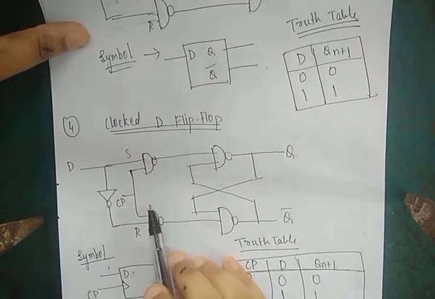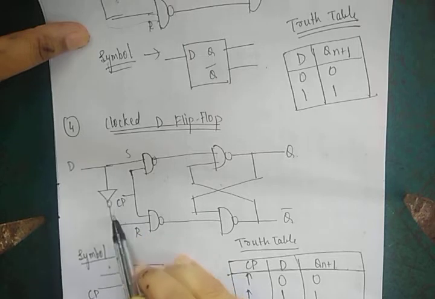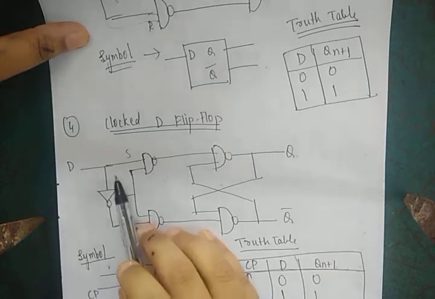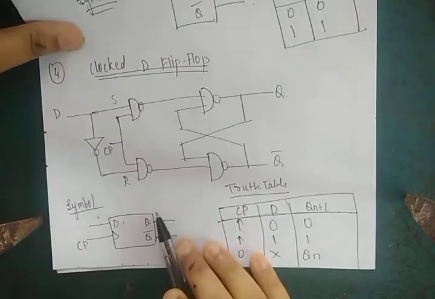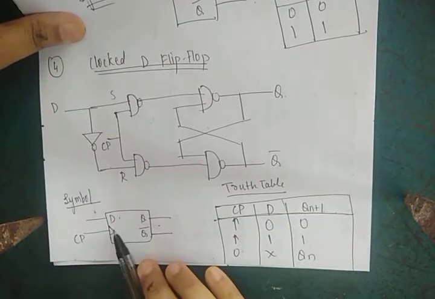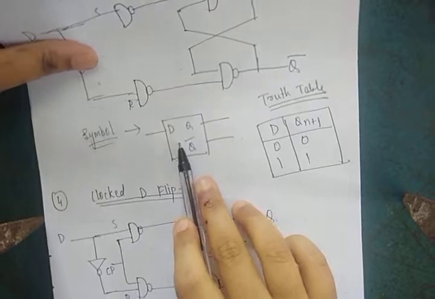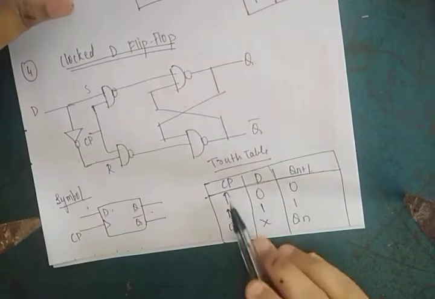Next, clocked D. Clocked D means what here? This is similar to D flip-flop except we have a clock pulse, if you notice. Only that is the difference. Here I have a clock in the symbol, whereas here I don't have a clock, if you notice. If I give the clock pulse, then only our system works. If I don't give the clock, then our system doesn't work.